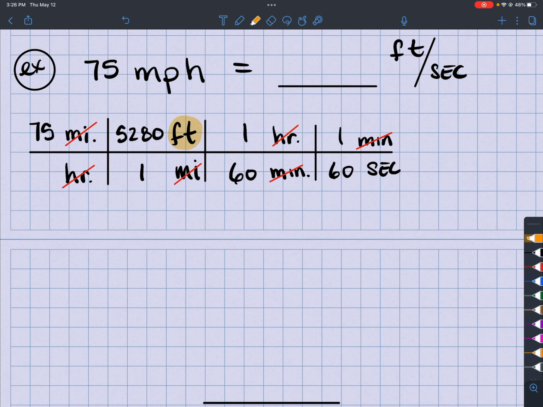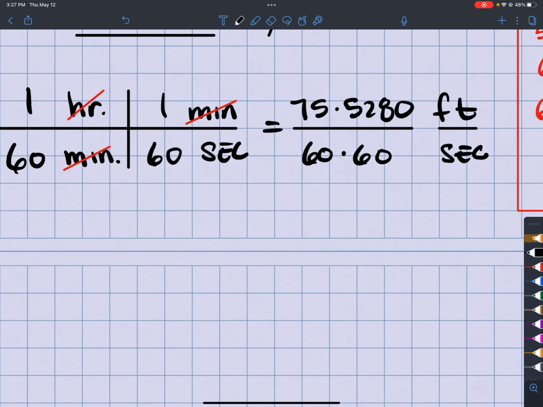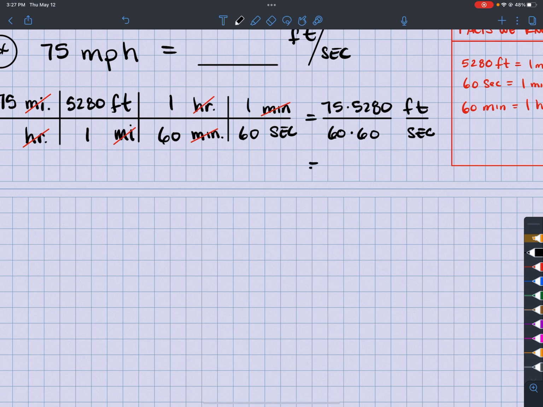Great. So let's multiply the top with the top and the bottom with the bottom. The top is going to be 75 times 5280 feet over 60 times 60 seconds. With that being said, this comes out to 110 feet per second, and that would be my answer right there.